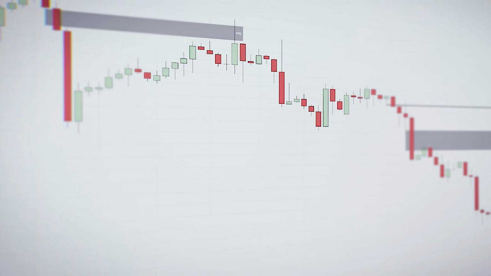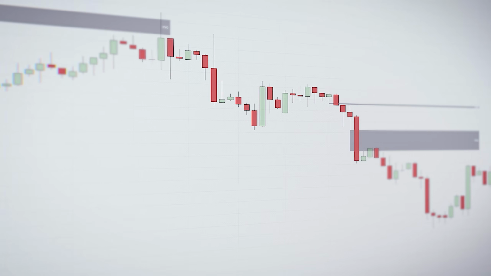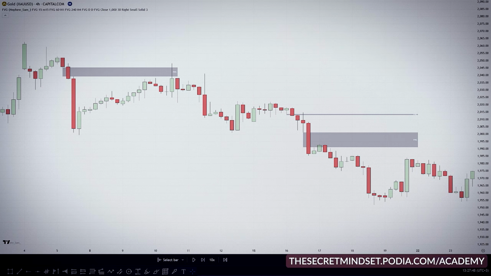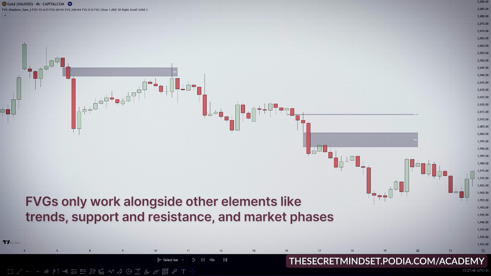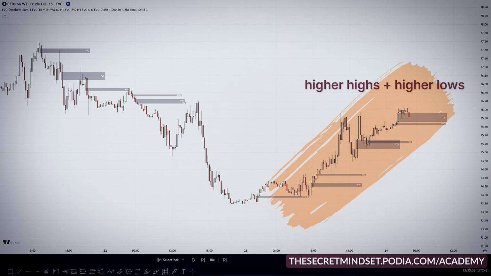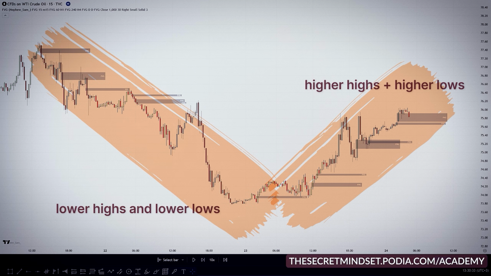But please understand that these gaps don't exist in isolation. They are part of the bigger picture of market structure. They work alongside other elements like trends, support and resistance, and market phases. If you trade them on their own, you have small chances to make profits. So when you're analyzing structure, look for patterns of higher highs and higher lows in an uptrend, or lower highs and lower lows in a downtrend.